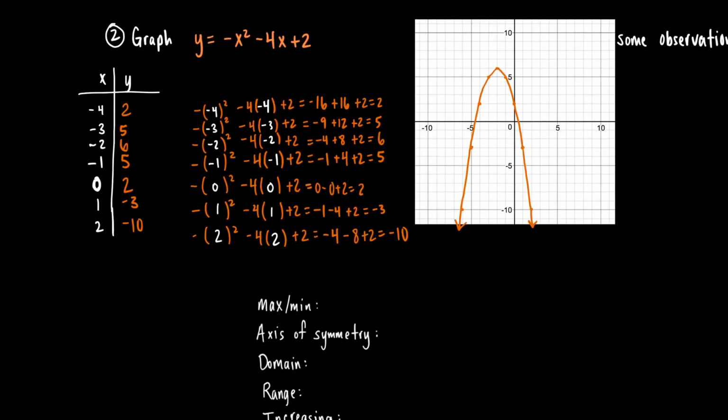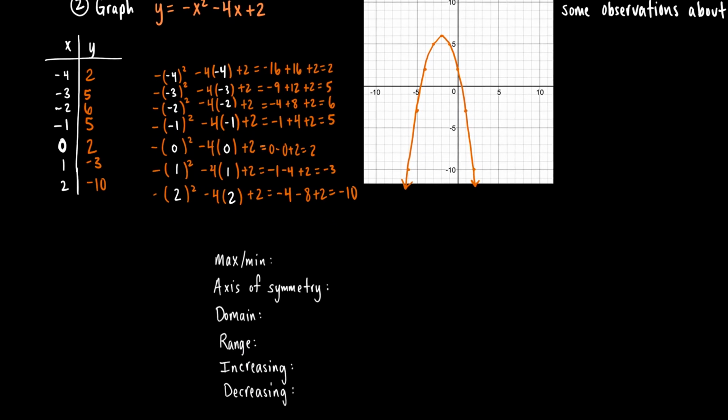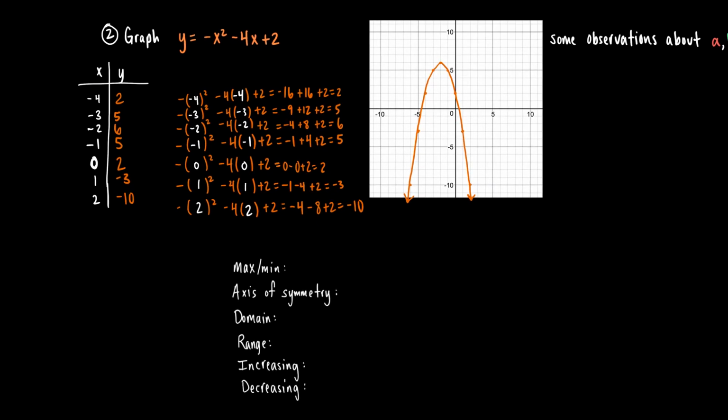And now what we're going to do is fill out the max-min axis of symmetry stuff. So let's look at that. All right, does this have a maximum or a minimum point? It sure does. It does all the way up here. So that point was at negative 2 comma 6. So all we're going to do is list that. Negative 2 comma 6. And that's the vertex, by the way. That's what that is called.